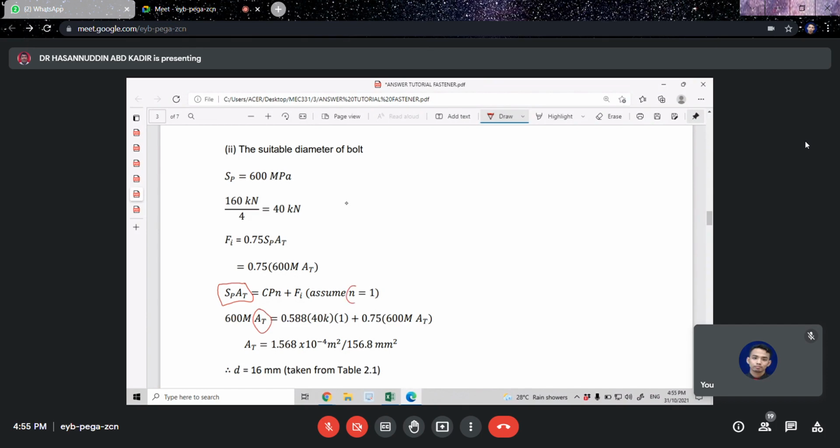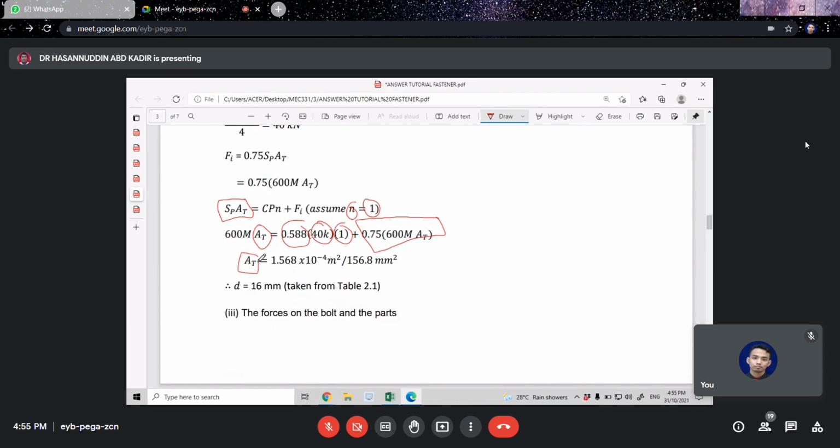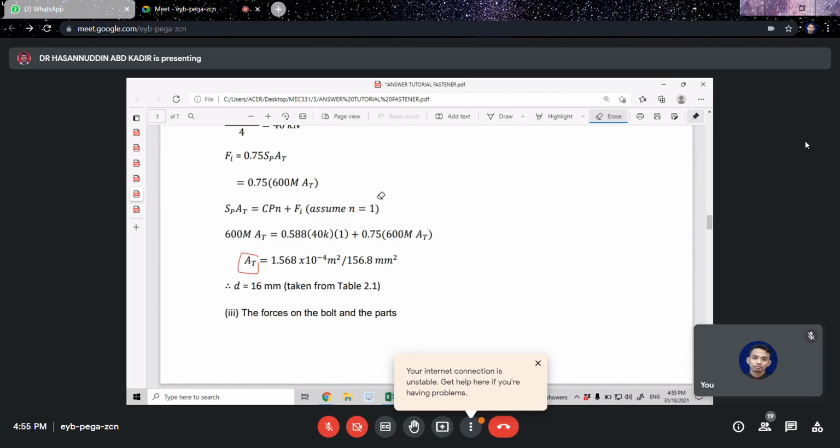So we assume that n basically is equal to 1 because they have not mentioned any factor of safety. Okay, factor of safety, and then we assume n equal to 1 here. Okay, 4K here for only one bolt, and 0.55 here, 0.88, you get the value of your C. So FI here, 0.75, terus terap dengan AT here. Then you rearrange this one, you can get the value of AT.